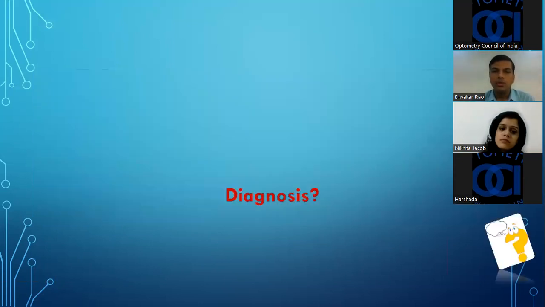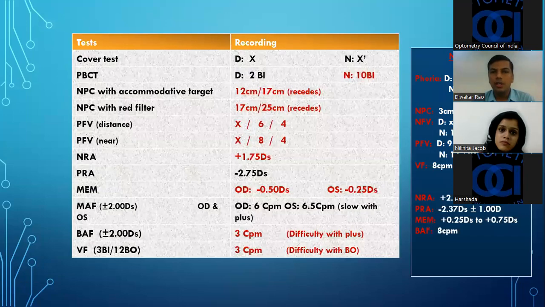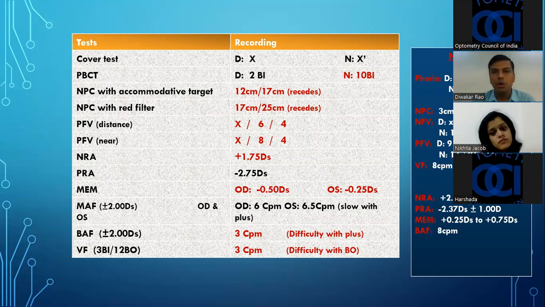So diagnosis. Before we diagnose, we look at all the findings over here. I have taken out only the findings which were abnormal. You can see exophoria, which the patient had for near. It was 10 prism base-in, which is outside the normal limits. The normal value is 6. And you can see NPC was showing 12 to 17 centimeters break and recovery. It is much higher than the normal limits of 3 centimeters to 5 centimeters. And NFV was normal in this case. The PFV was the abnormal finding.